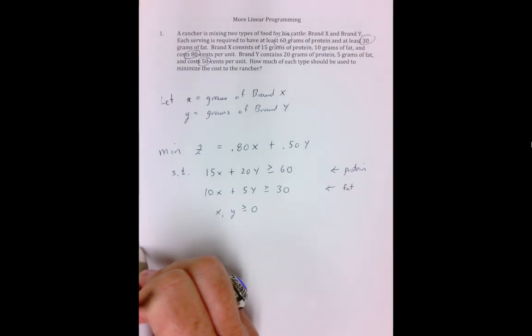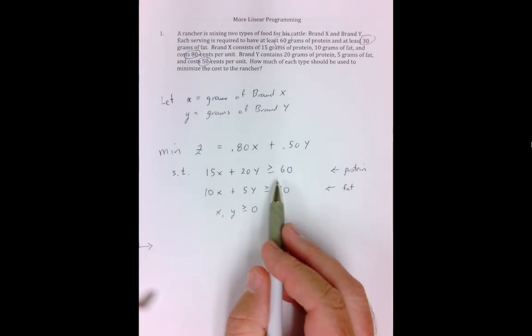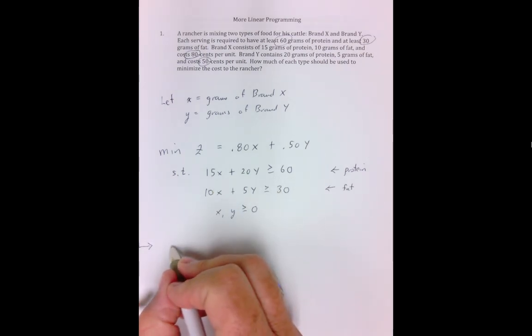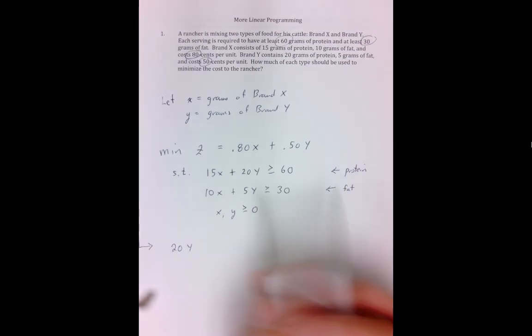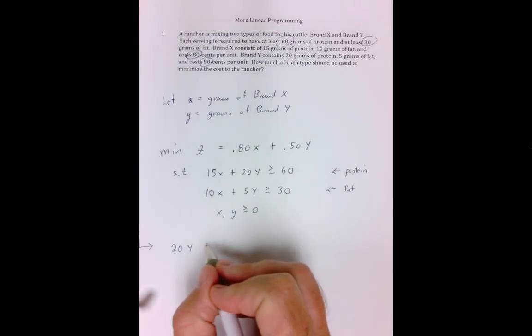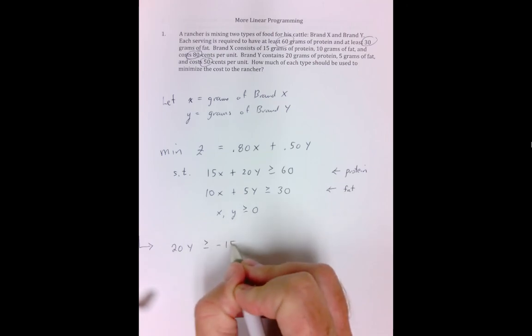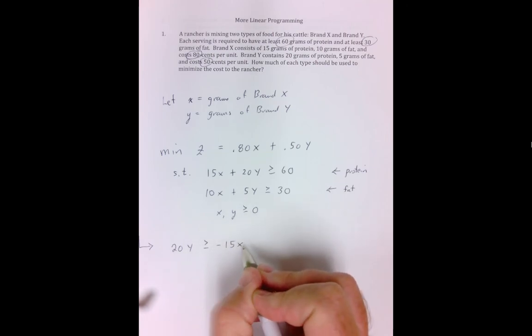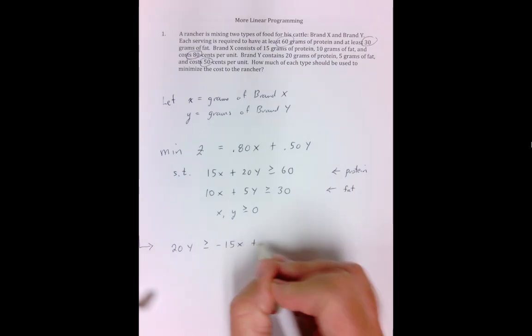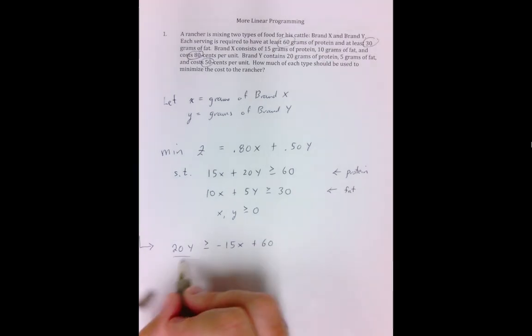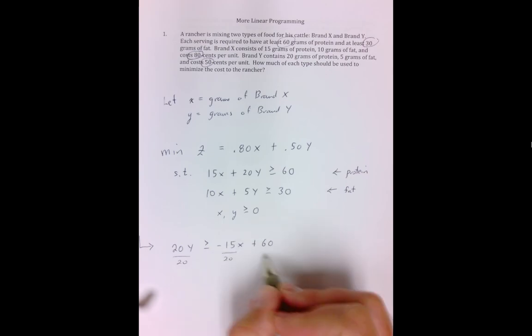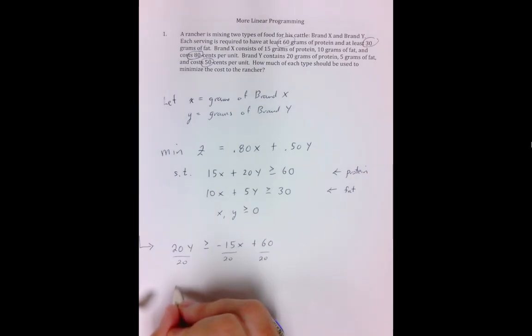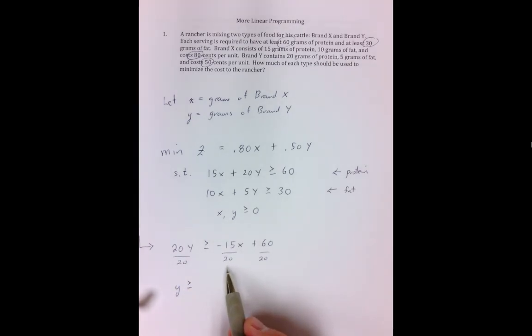Now, the next thing I'd want to do is take each one of these and solve for Y. So I'm going to move the negative 15x across. I've got plus 60. So I'm going to divide through by 20. Since I'm dividing through by a positive number, I don't have to change the inequality. And what I get here is negative 0.15.